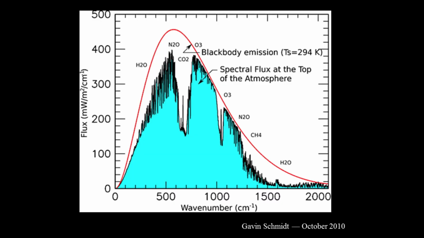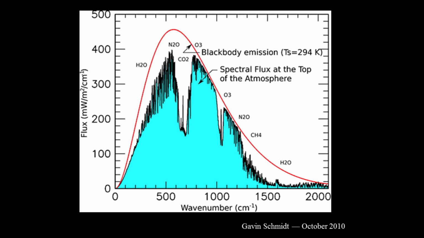This figure shows an example of an infrared spectrum. Clearly, in certain portions of the infrared spectrum, radiation is trapped by various gases in the atmosphere. Among these gases, carbon dioxide, water vapor, and the ozone are the most important absorbers.